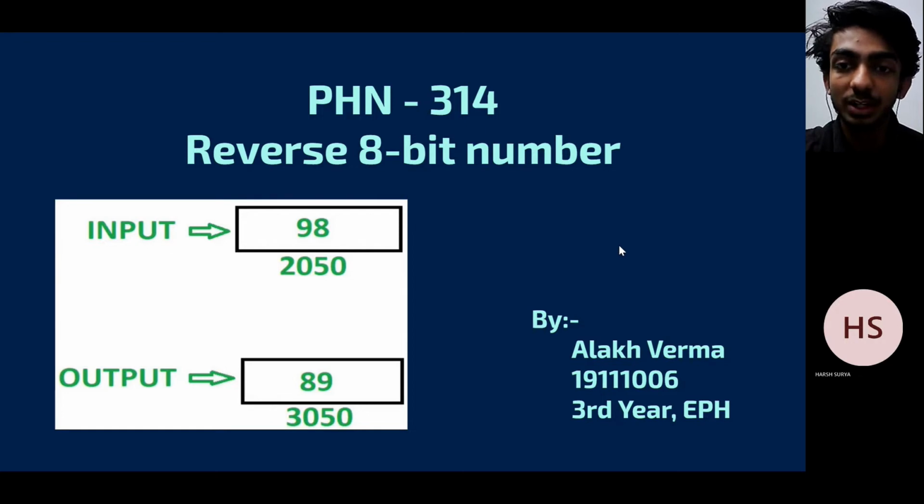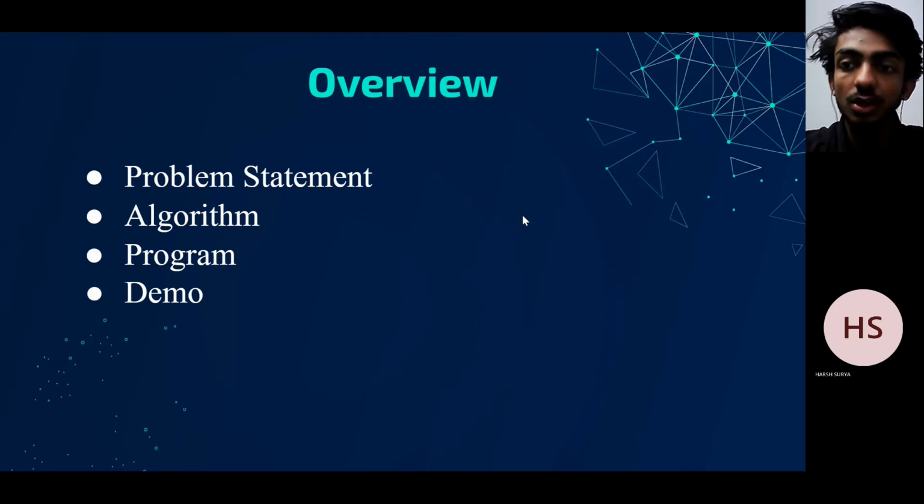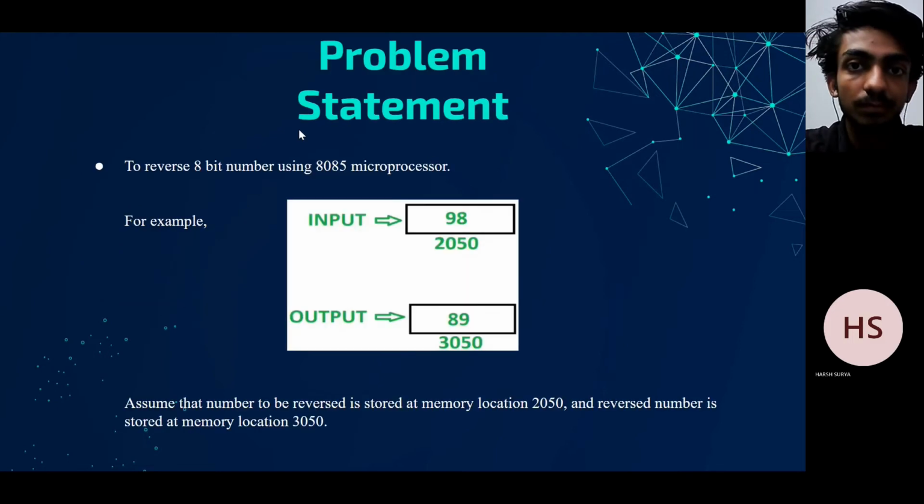My enrollment number is 1911106 and today I'll be presenting how to reverse an 8-bit number using an 8085 microprocessor program. So first let's talk about the overview of the presentation. We'll be discussing the problem statement, then we'll go through the algorithm. Then I'll be discussing the program written in an 8085 microprocessor simulator, and then I'll show you the demo of the program.